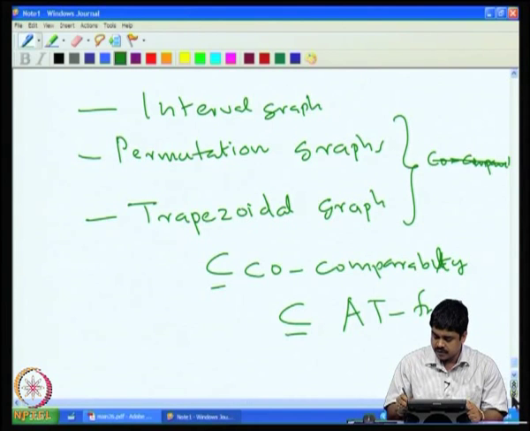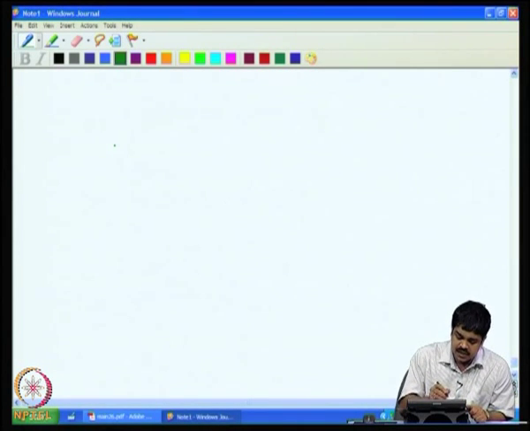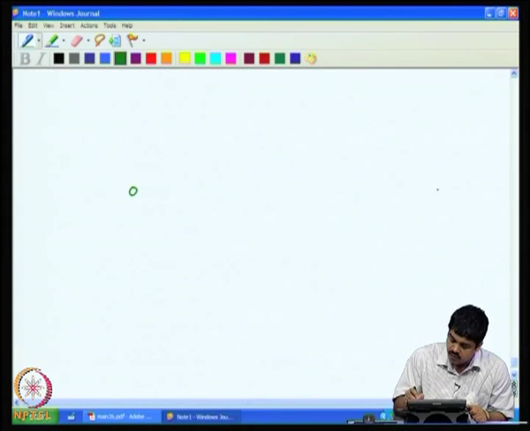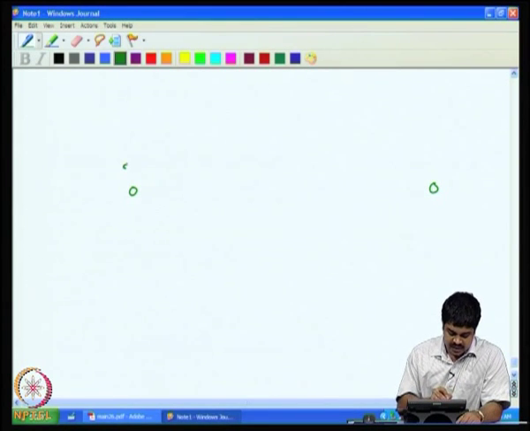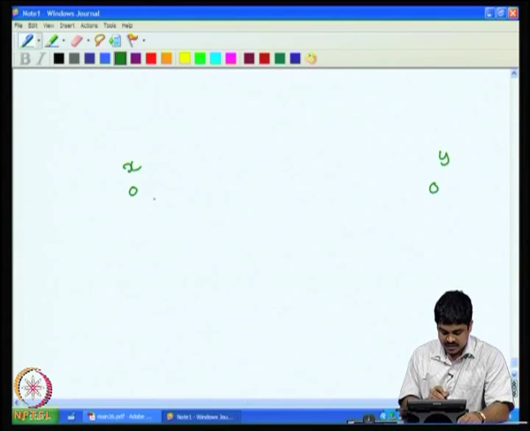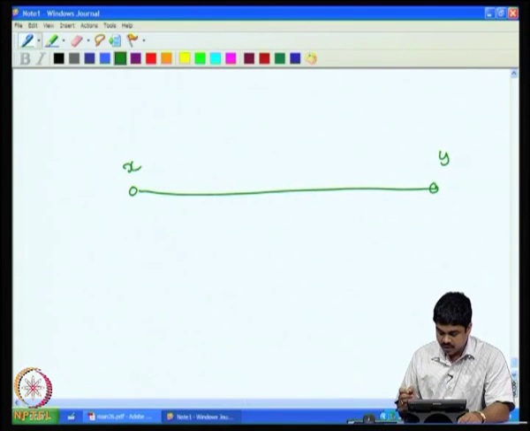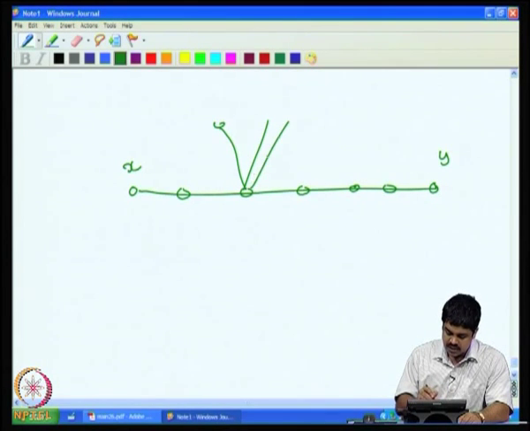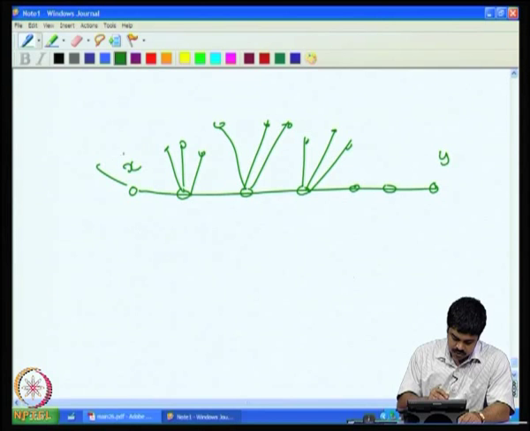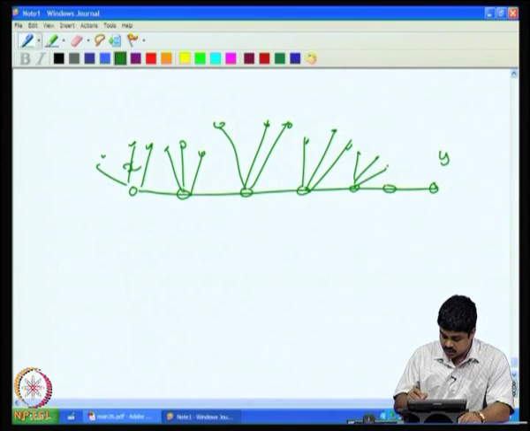Among them, probably the most interesting may be that AT-free graphs have always got a pair of dominating vertices, in the sense that you can find two vertices such that if you consider the shortest path between them, or a path between them, they will be able to dominate all the vertices. You remember what a dominating set was. It will become a dominating set. That means every other vertex will be associated to at least one of the vertices here. So the structure can be like this.